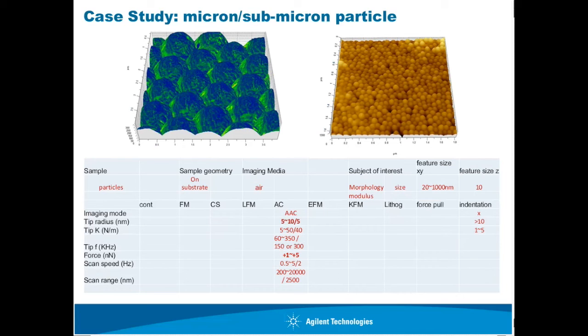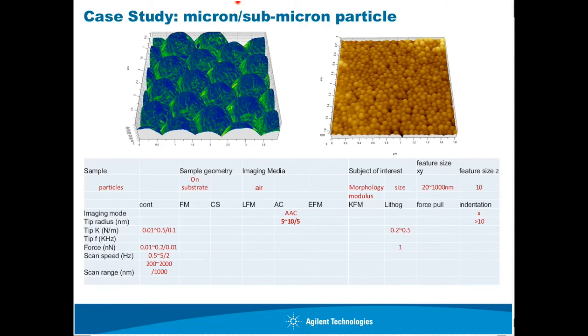The imaging was AAC mode in air with a mediocre sharpness tip, 40 newton per meter, 150 to 300 kilohertz, and a relatively high force. High force makes the imaging scan resolution very good, and a scan size of 2.5 micron, several micron, is ideal. You can also do indentation with a relatively dull tip and a relatively medium stiff cantilever. You can actually crush these particles and measure the modulus and hardness.